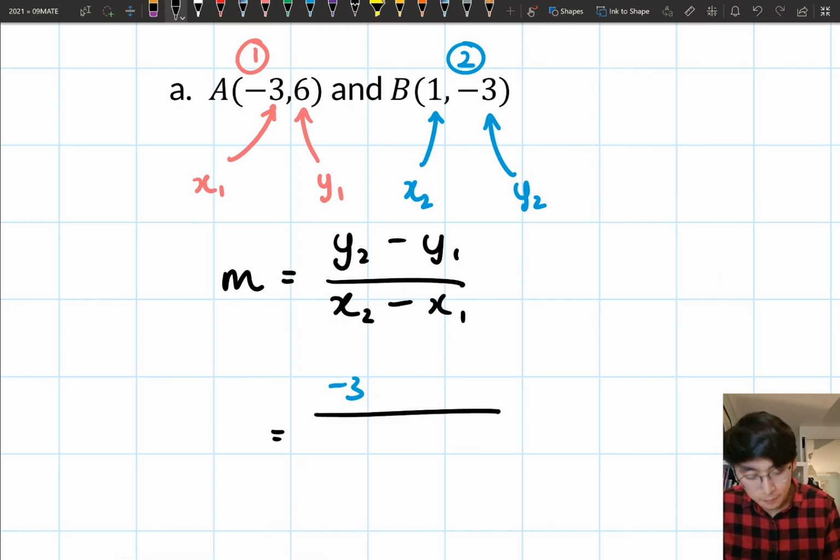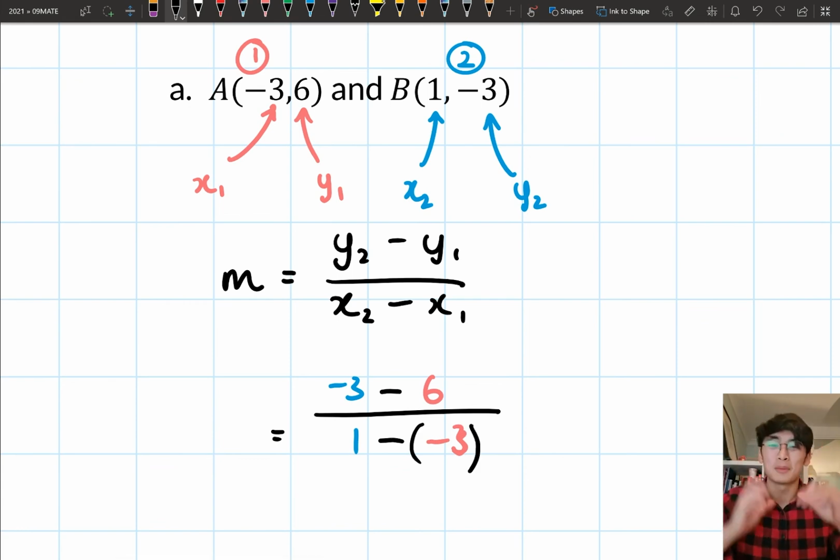-3 minus y1. y1 is my first y coordinate, which is just 6. So here, -6. And at the bottom, I've got x2, which is the x coordinate on my second point, which is 1, minus the x coordinate on my first point, which is -3. Now, because I'm minusing a negative number, I'm going to put a bracket around it just to make sure that we're keeping that number together.